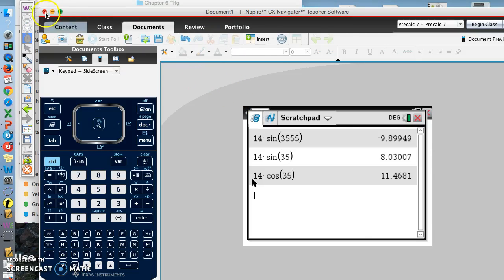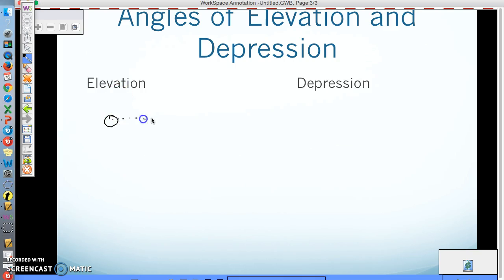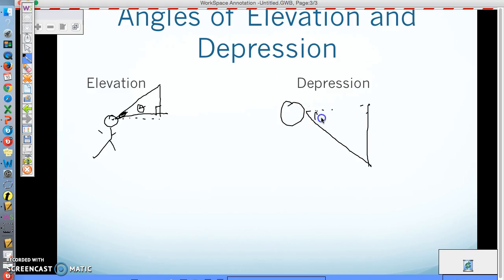So basically what we're going to do today is take a look at word problems dealing with where we can use trig. The angle of elevation is if you look from your horizontal, and the angle looking up, that's your angle of elevation right here. Depression is with the horizontal again and the angle looking down, so it is this angle. So it's always the horizontal looking up, horizontal looking down.